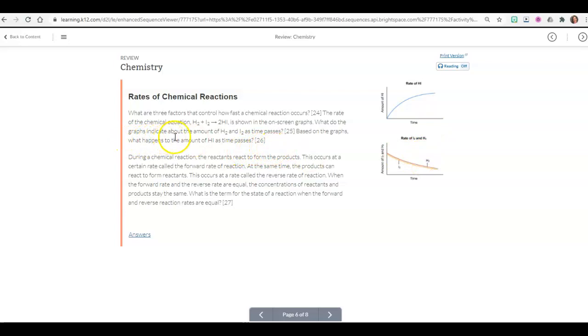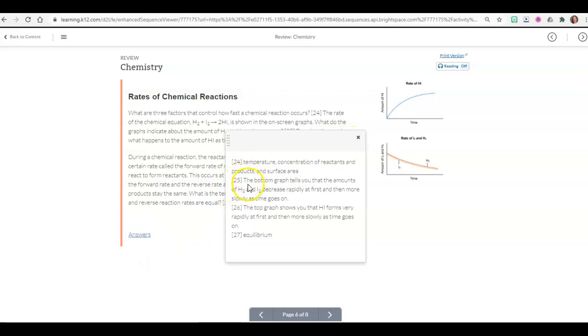Let's see, what do the graphs indicate about the amount? We did that. Based on the graphs, what happens to the amount of HI as time passes? So for 26 and 25, it's wanting us to know that the bottom graph tells you that the amounts of H2 and I2 decrease rapidly at first. So you see kind of a big drop, and then it looks like over here it's going to level out. And then the top graph shows that HI forms very rapidly, so it shoots up pretty quickly, and then over time it starts to level out.